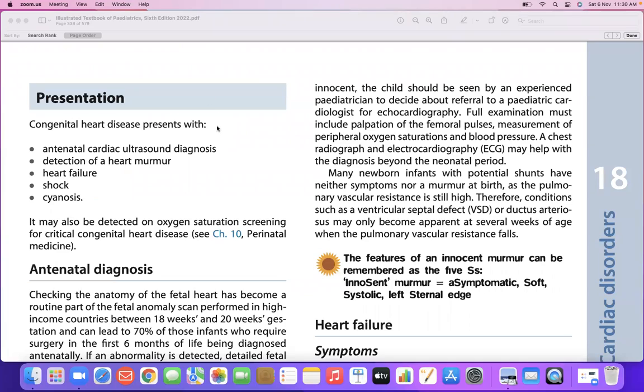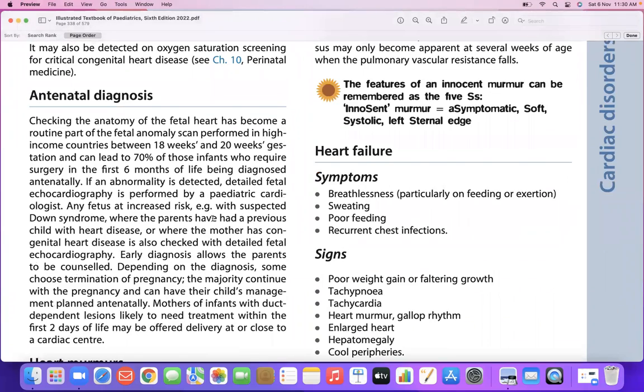Let's move ahead. So we will not go into details. It can be read later. I will only tell you the important points here. So here you see what he has written, 18 weeks and 20 weeks of gestation. Checking the anatomy of the fetal heart has become a routine part of the fetal anomaly scan. We should know this at least always.